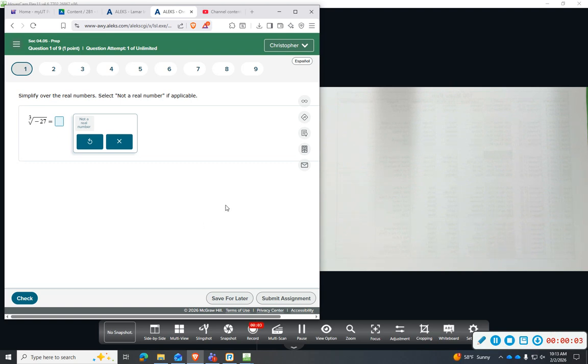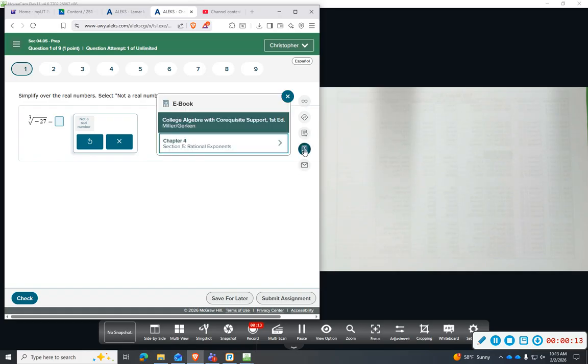All right, today we're going to be looking at section 4.5. This is the prep for rational exponents. I'm going to take you through the book this time just to kind of start and show you some properties and things that would help you if you go in and write those down.